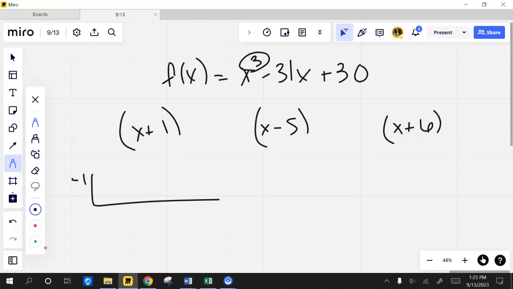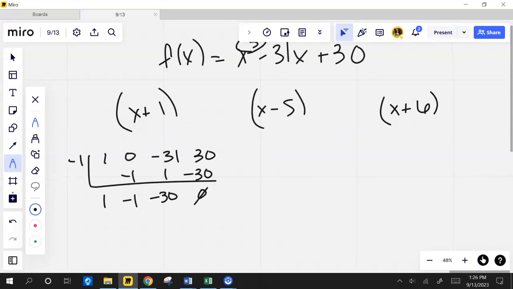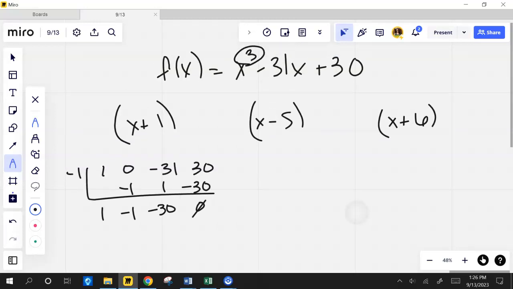Well, this is a cubic. It's not a quadratic. So is that a factor? So does it have a remainder? Is it a factor? It does have a remainder.